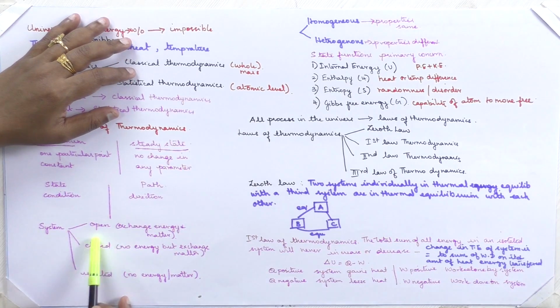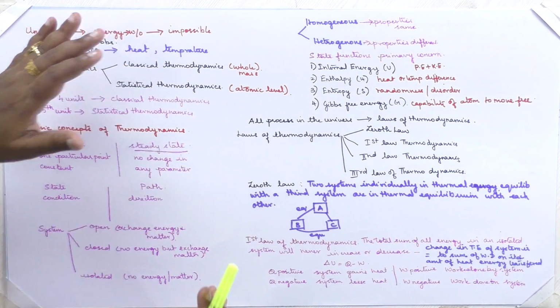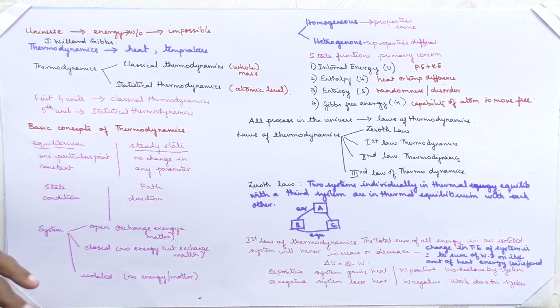Now coming to the closed system. The definition of the closed system is that there is no energy change taking place in the closed system, but there is exchange of matter, which means that you take a container. The container is closed, and the container is filled with the solvent as well as the solute. There is no energy transfer taking place, but the exchange of matter is taking place. So that is said to be the closed system.